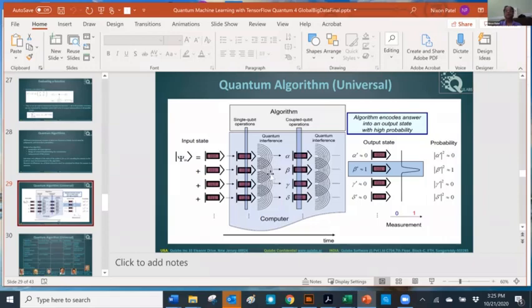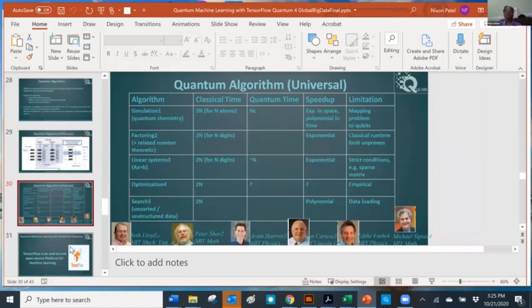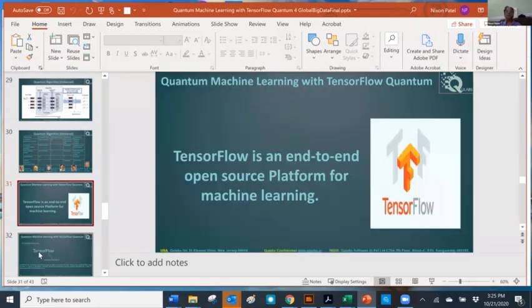Because of interference and entanglement, you'll be able to create some form of calculation where the algorithm encodes answers in the final output states, one of the 2 to the power n states being your final result. And these are some of the algorithms that currently, in terms of classical versus quantum, show what kind of speed up you have, exponential versus polynomial, and some of the limitations that I've tried to capture here. So that's just an overview of quantum computing.